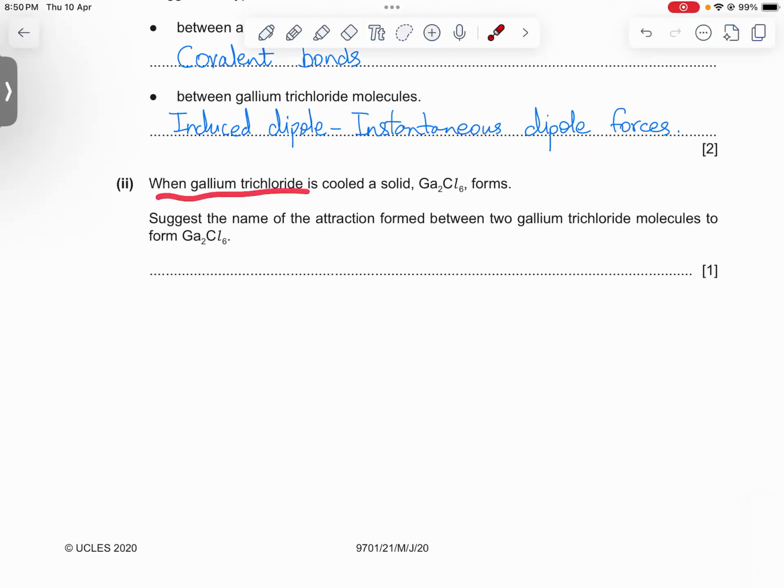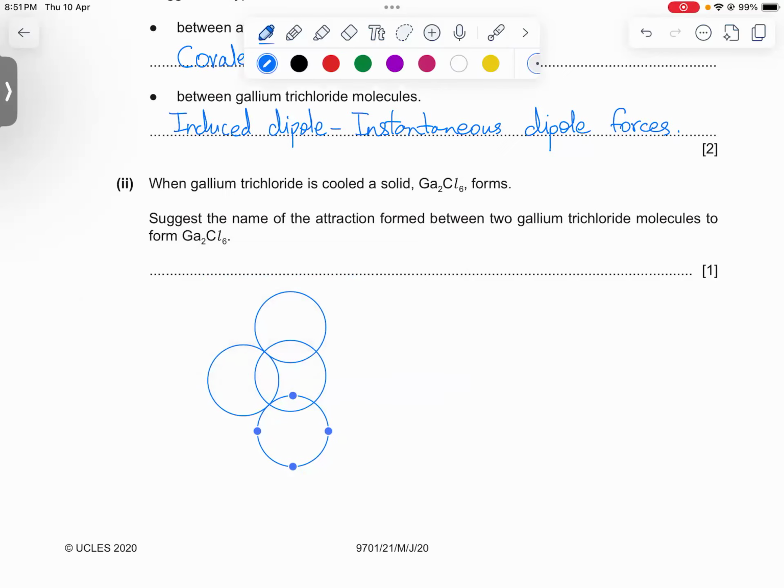Okay? When gallium trichloride is cooled, a solid Ga2Cl6, just like aluminum, forms. Suggest the name of the attraction formed between two gallium trichloride molecules to form Ga2Cl6. So if you remember the aluminum molecule once again: basically, this was one aluminum atom, and around this aluminum are three chlorine atoms, kind of like this. So this is AlCl3, right?